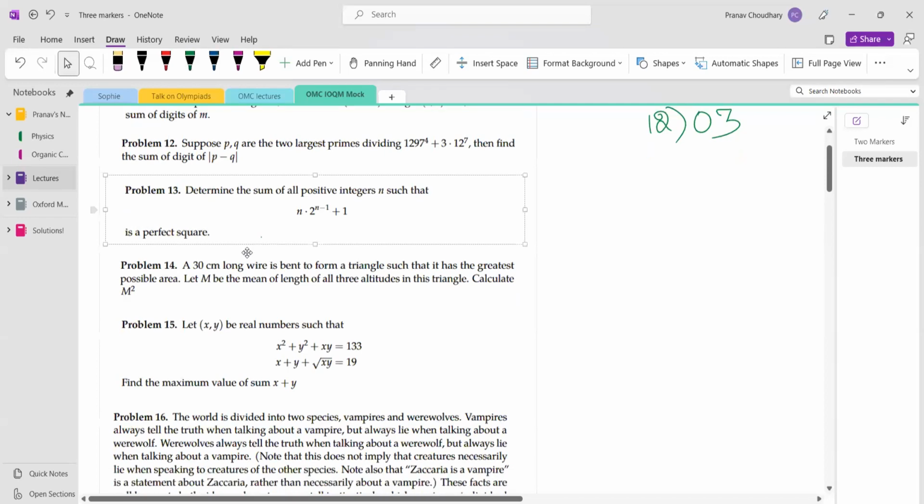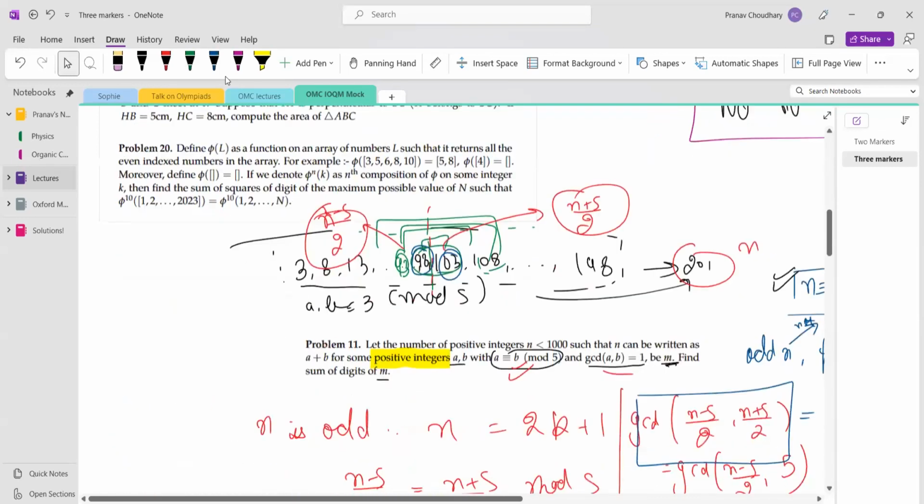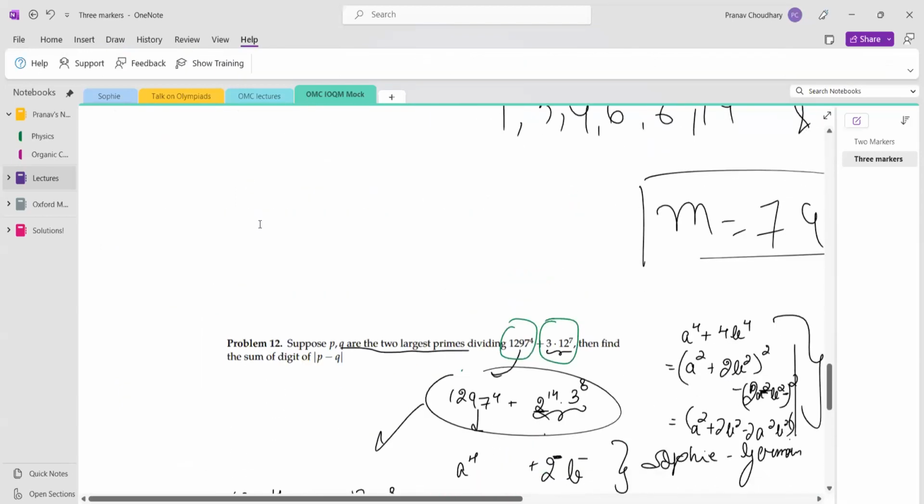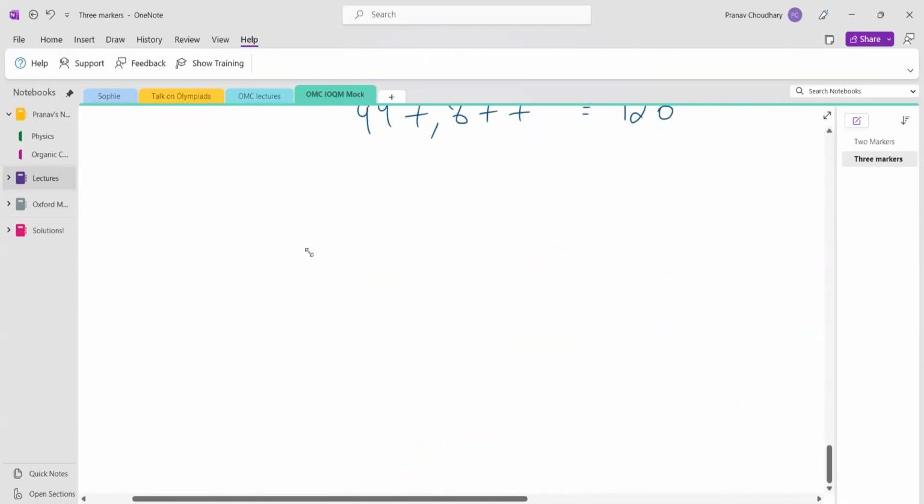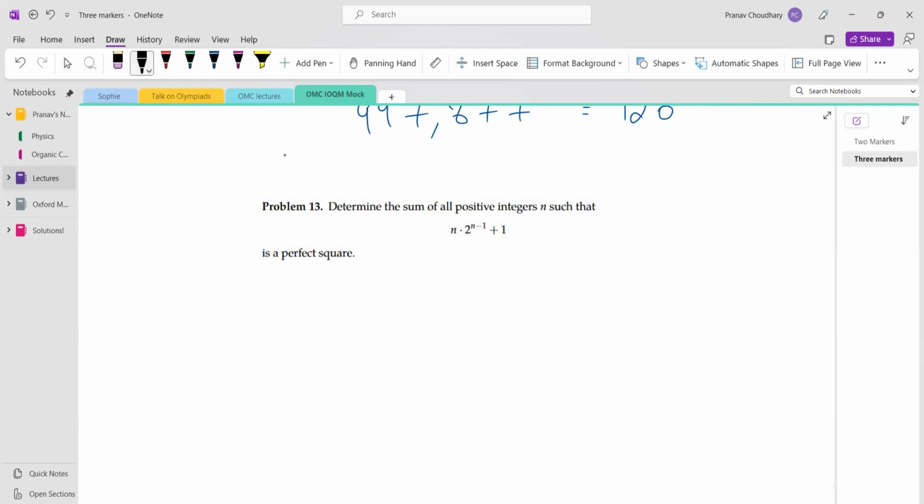Next problem. Okay, this is going to be a long problem, I believe. Problem 13. Determine the sum of all positive integer n such that this thing is a perfect square. This is another type of question in which you just have to trust that the most basic thing would work, like the most obvious thing that you would try, it would eventually work. It's just about having trust in that thing.